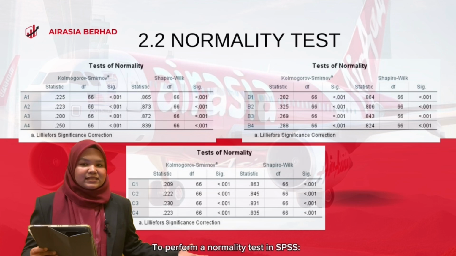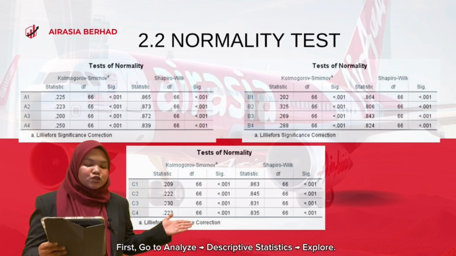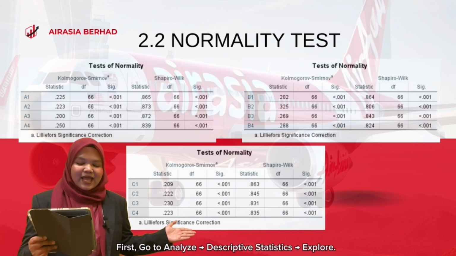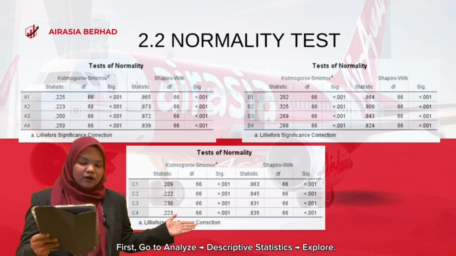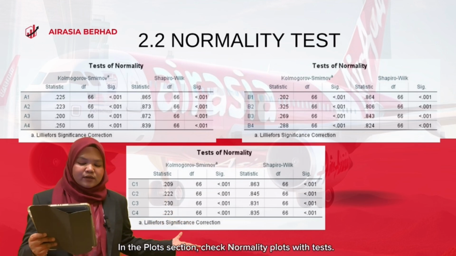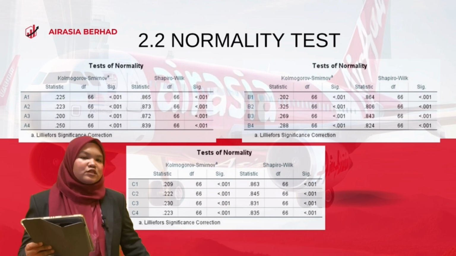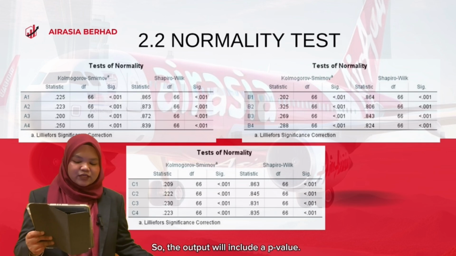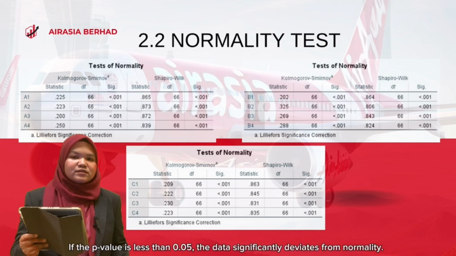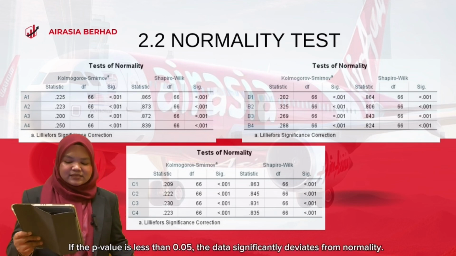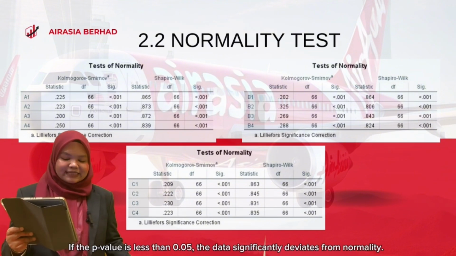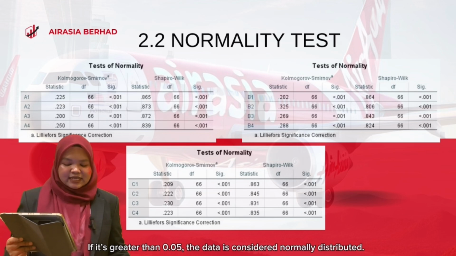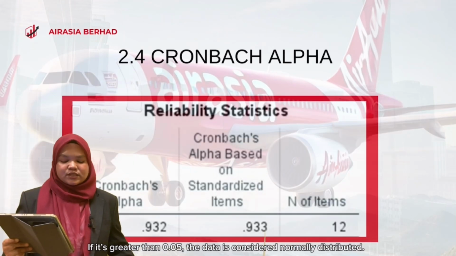To perform a normality test in SPSS, first you need to go to Analyze, Descriptive Statistics, and then Explore. In the Plots section, check Normality plots with tests and click OK. So you get the result like this. The output will include a p-value. If the p-value is less than 0.05, the data significantly deviates from normality. If it's greater than 0.05, the data is considered normally distributed.